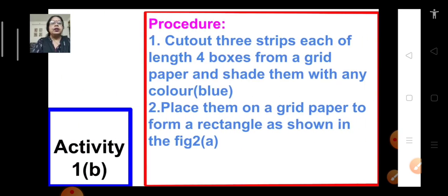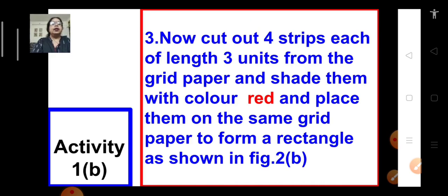Now we come to the second part of the activity and write the procedure for the second part of the activity. First step, cut out 3 strips each of length 4 boxes from a grid paper and shade them with any color, for example blue. Step 2: place them on a grid paper to form a rectangle as shown in figure 2a.